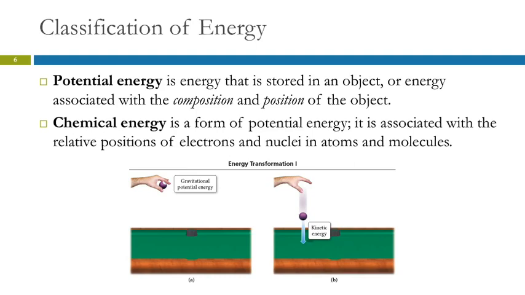Chemical energy is a kind of potential energy, and it's associated with the relative positions of electrons and nuclei in atoms and molecules. So here we have an illustration of dropping a billiard ball. Here the ball has gravitational potential energy, because if we let go of the ball, gravity will exert a force on it. So the ball will fall. As it falls, it loses potential energy and gains kinetic energy.